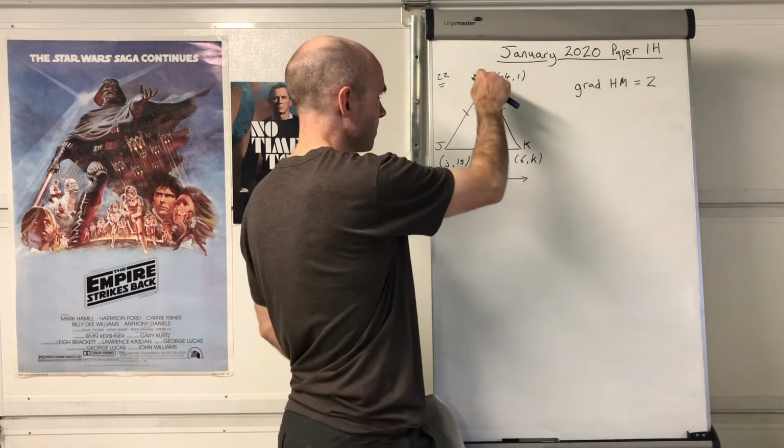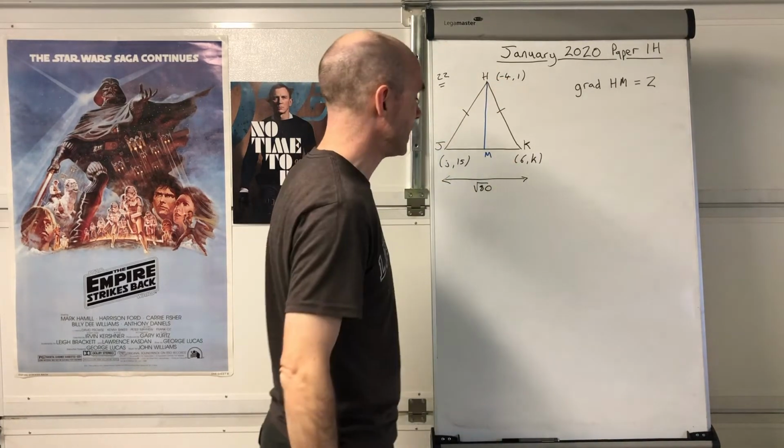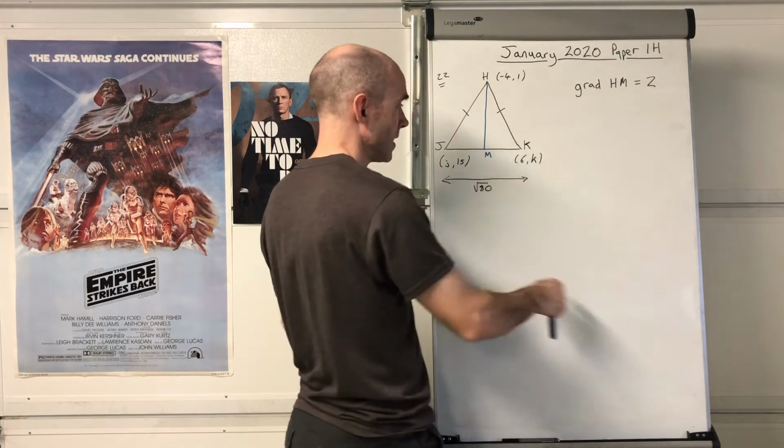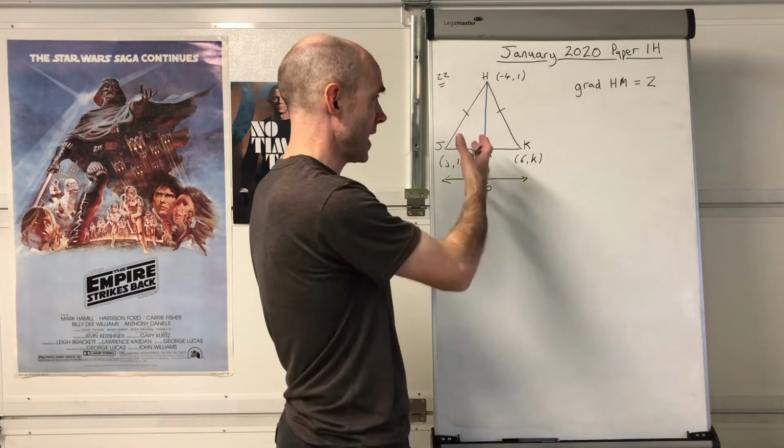Okay, so put in the points H, J, K, the coordinates that you're given. It does tell you that the gradient of HM is 2. All right, so I've written that down. It tells you that the length JK is root 80. So that's all the information in the question on a handy diagram.